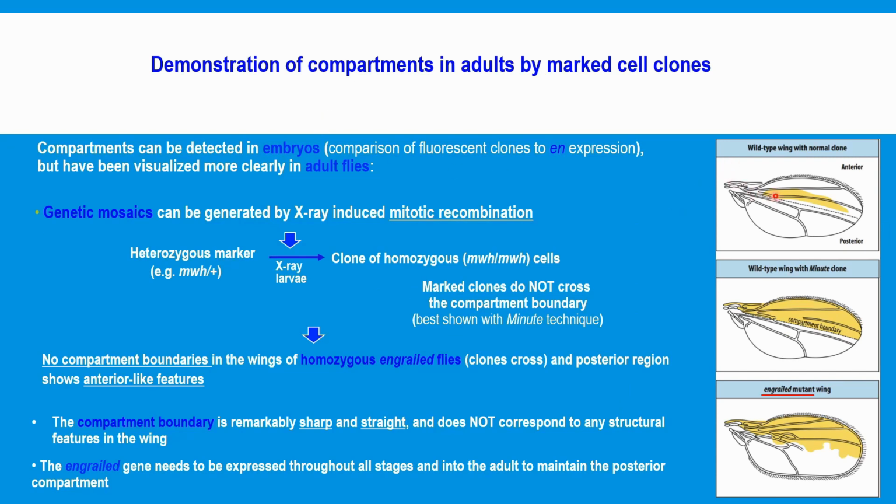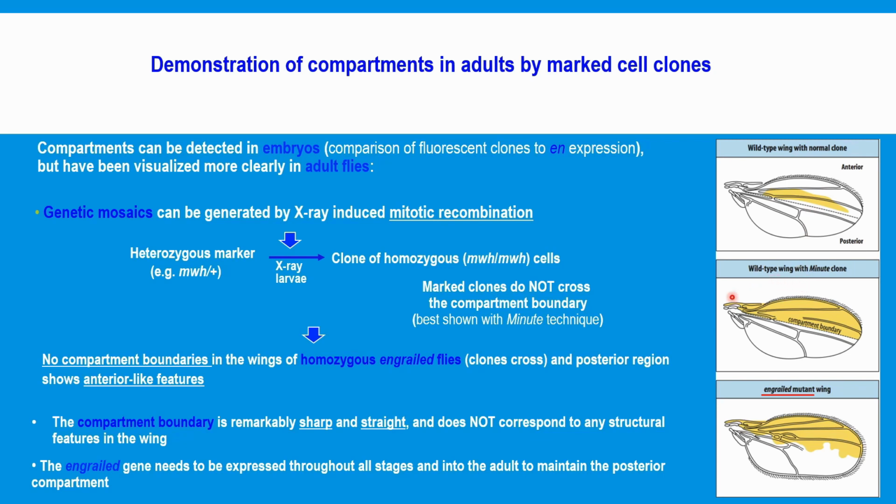And this experiment is showing how we can use clones to mark regions, and how the engrailed function was demonstrated using this technique. So first they made normal clones, and they see how big the normal clone of cells grows with a marker, for example, multiple wing hairs.